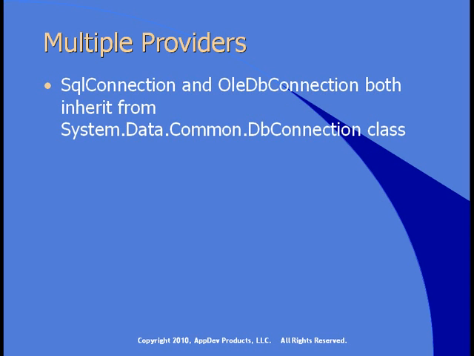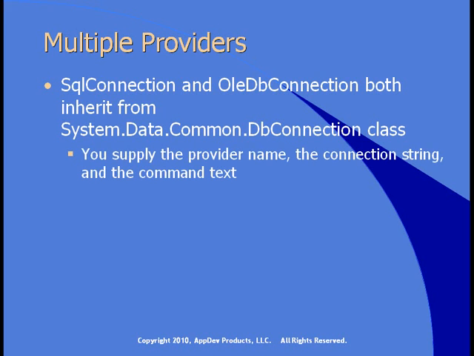It's important to note that both SqlConnection and OleDbConnection, and I'm assuming all the other connection objects in the world, inherit from system.data.common.DbConnection. And because of that, you can supply the provider name, the connection string, and the command text, and with just those 3 bits of text, generate a SqlConnection, an OleDbConnection, or any other strongly typed connection. Once you've done that, all the rest of the work is done generically.